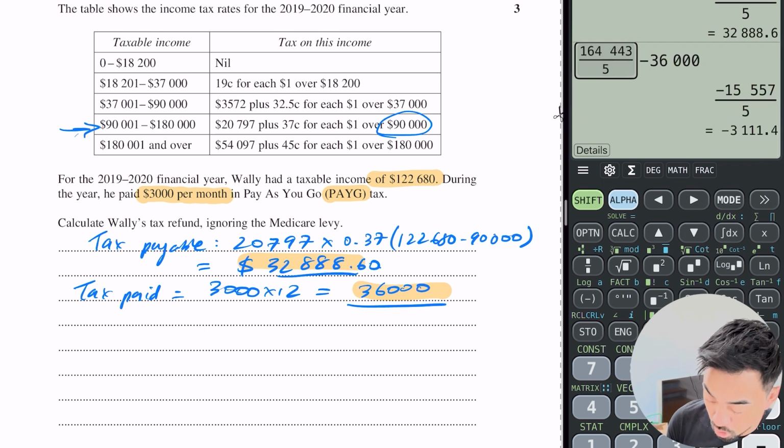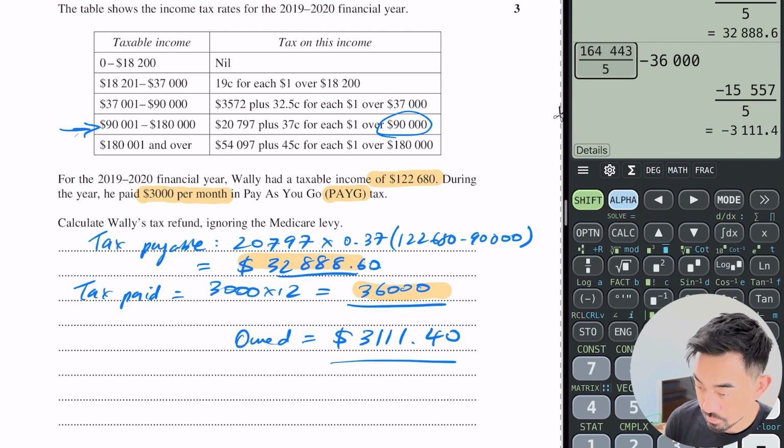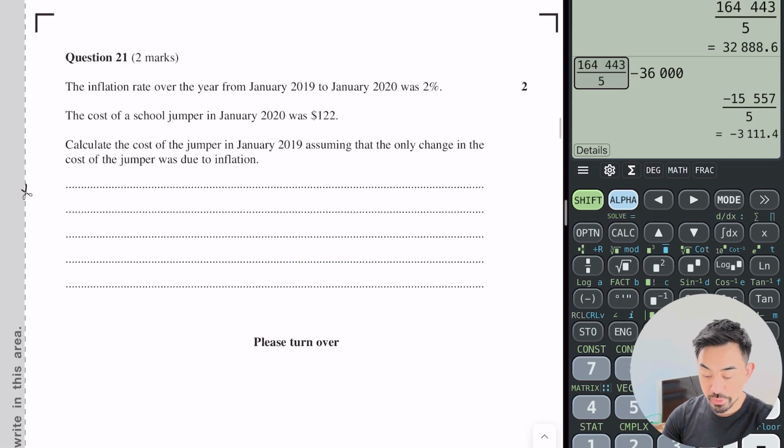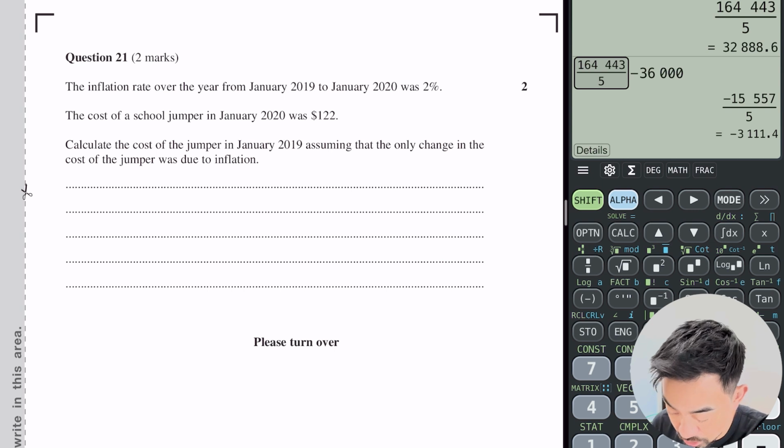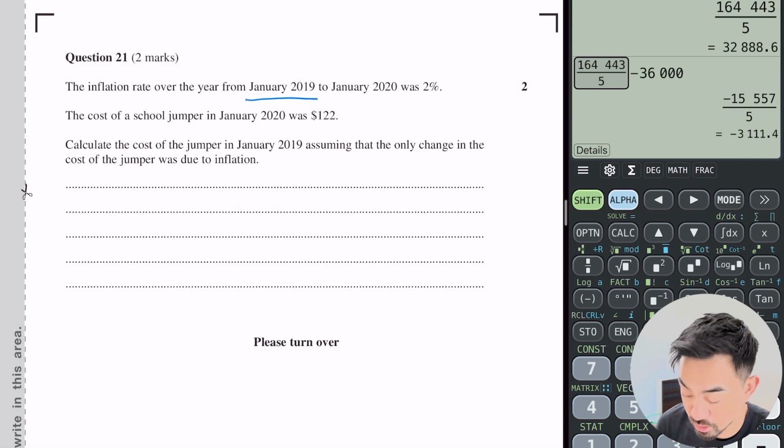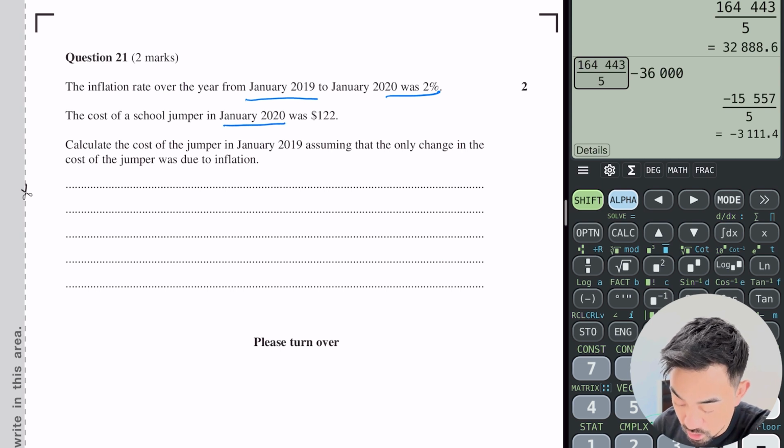So he is owed $3,111.40. Question 21. The inflation rate over the year January 2019 to January 2020 was 2%. The cost of a school jumper in January 2020 was $122. Calculate the cost of the jumper in January 2019, assuming the only change in this is due to inflation.